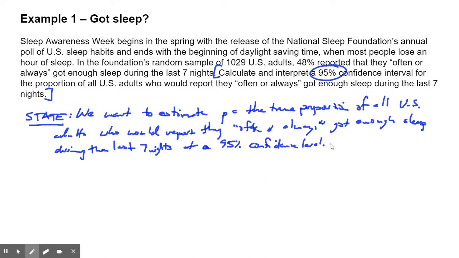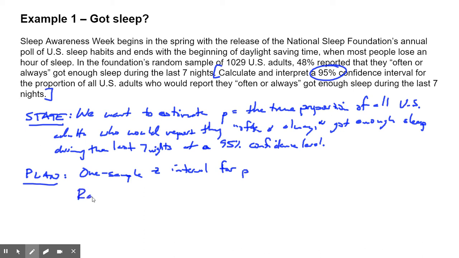Okay, next is the plan. All right, so here is my plan. First off, I'm going to write down what the inference method is going to be. So we're looking at one sample, we're building a z interval, and it's to estimate for p. One sample z interval for p. And now we check our two conditions.